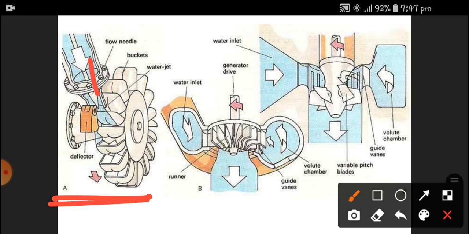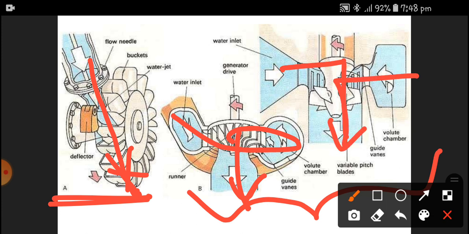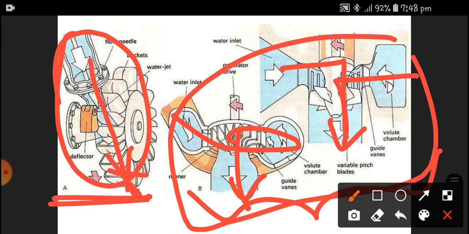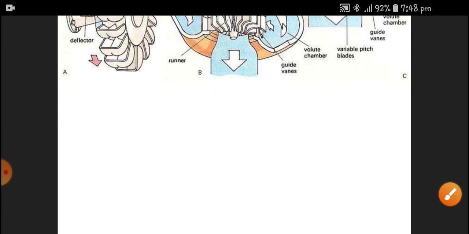The flow is tangential to the rotor, whereas the reaction turbines have either mixed flow, axial flow or radial flow. The flow varies, and this one is used for high head, and these are used for medium and low head, which I am going to discuss in detail with a table for your better understanding. So with these inputs, I would like to start my lecture.